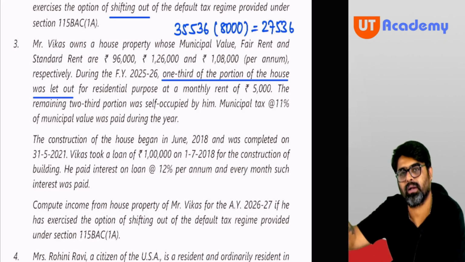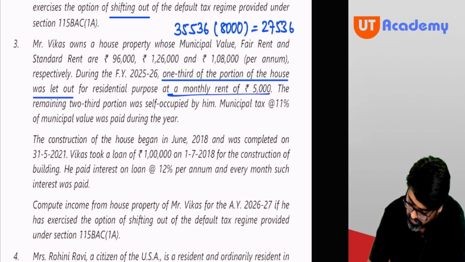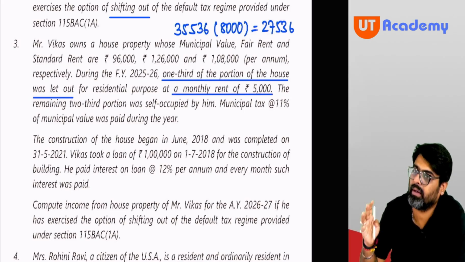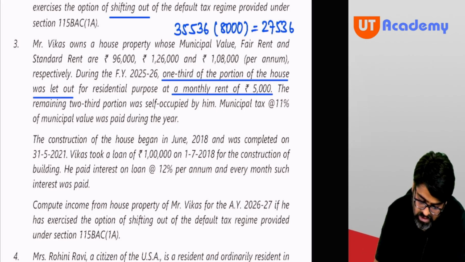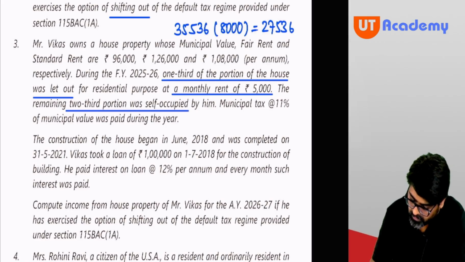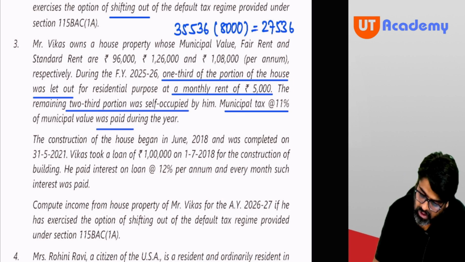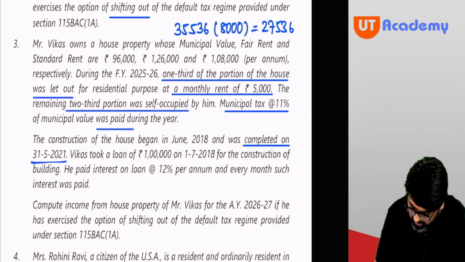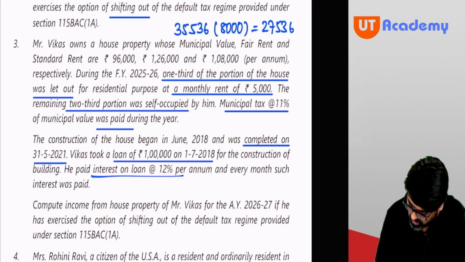Now, why the opposite party is using it is none of my business. Have I let out the 1/3 portion? Yes, at a monthly rent of 5,000. Is it let out for the full year? Yes. There is no vacancy. The remaining 2/3 portion was self-occupied. Municipal tax of 11% was paid during the year. Construction of the house began in June 2018 and was completed on 31st May 2021. Vikas took a loan of rupees 1 lakh on 1st July 2018 for construction of the building and he paid interest on the loan at 12% per annum, and such interest was paid every month.